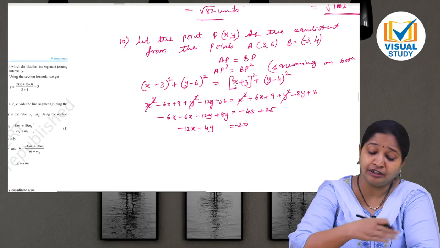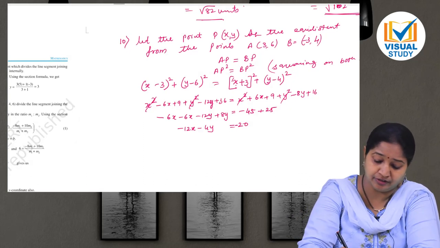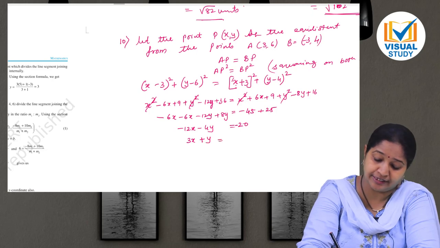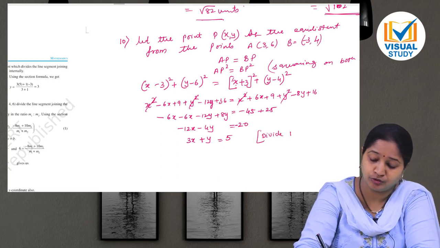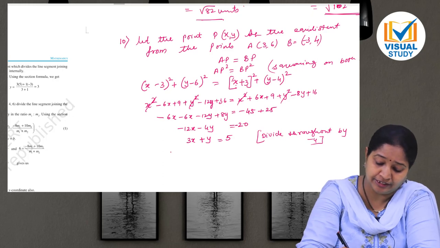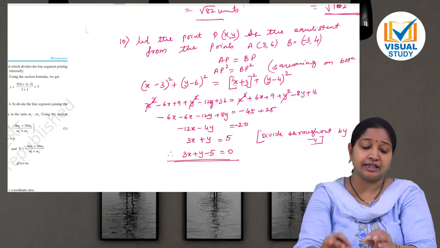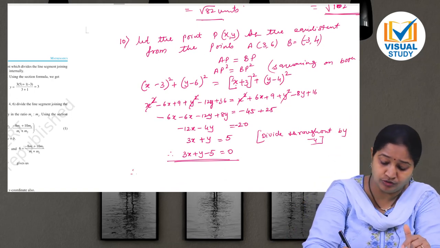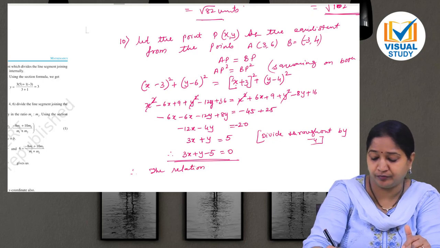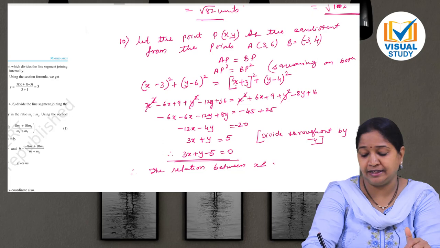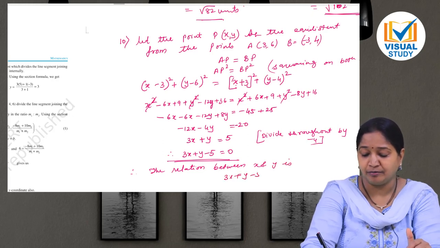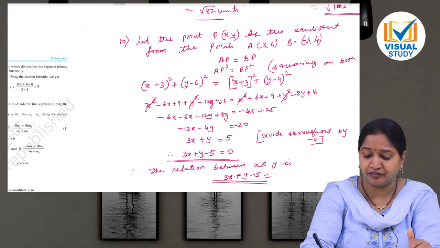What I will do is divide this throughout by 4, so I get 3x plus y is equal to 5. Dividing throughout by minus 4, our equation will be 3x plus y minus 5 equal to 0. What was our question? Find the relation between x and y. So the answer is: the relation between x and y is 3x plus y minus 5 equal to 0.